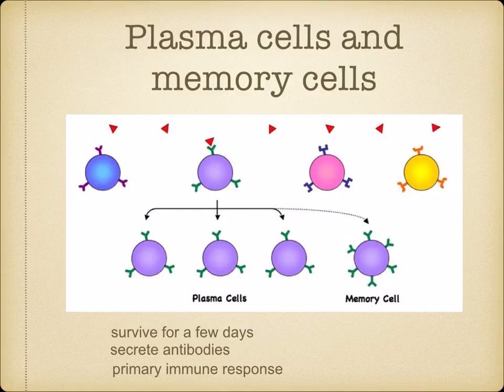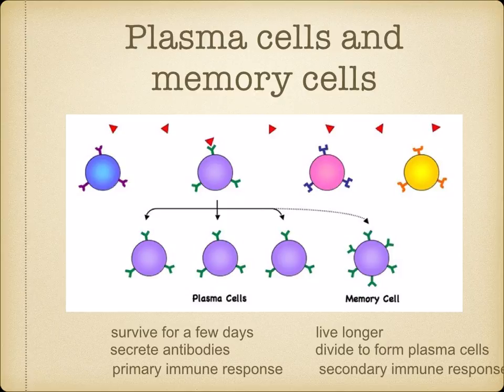So I mentioned that B cells divide to form plasma cells and memory cells. The plasma cells secrete antibodies. They usually only survive for a few days, but each cell can make around 2,000 antibodies every second during its brief lifespan. So these antibodies destroy pathogens and any toxins that the pathogen produces. The plasma cells are therefore responsible for the immediate defense of the body against infection. So this is known as the primary immune response.